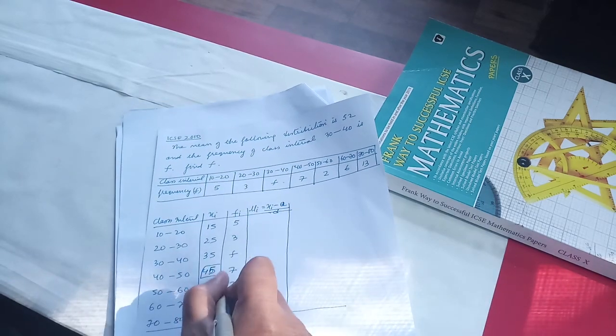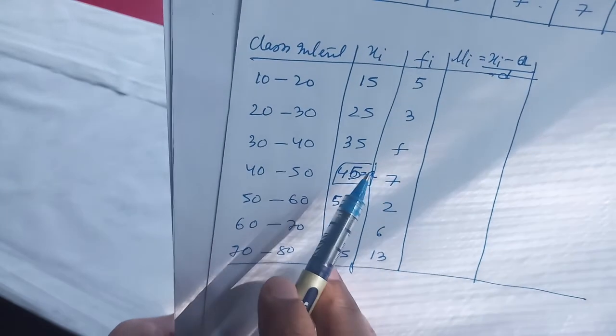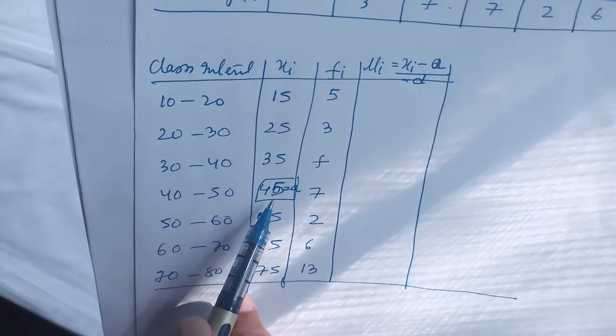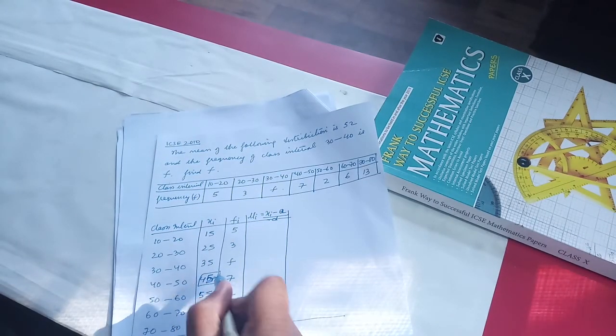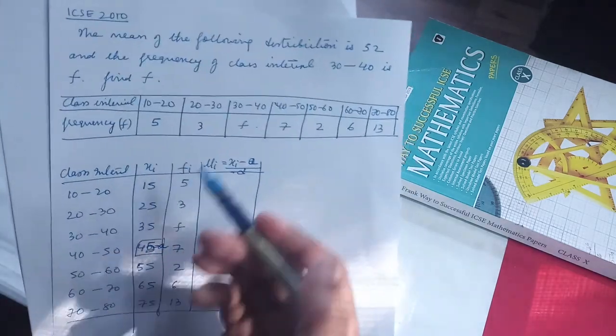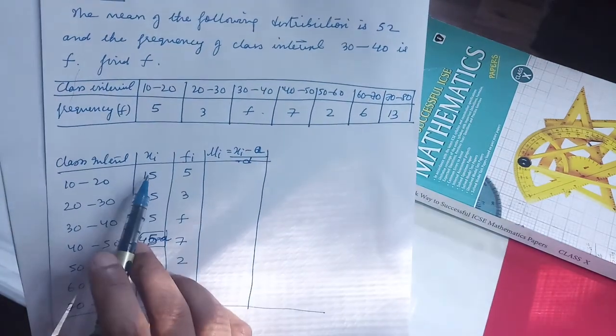Now choose one. So this will be your a. This is in the middle. See, a is the assumed mean, which we put here since it is in the center. So a is 45. This is slightly not clear, but I hope you have understood. So let us calculate the first ui, then the rest you can find in sequence.